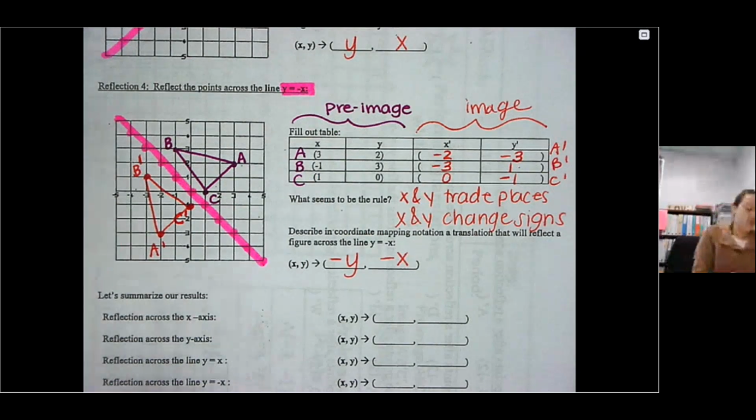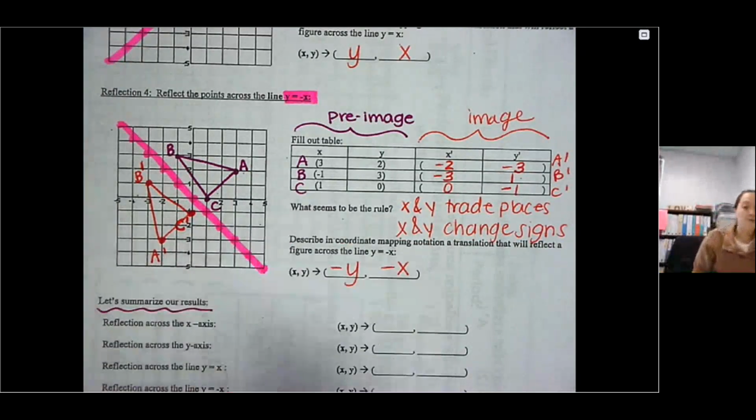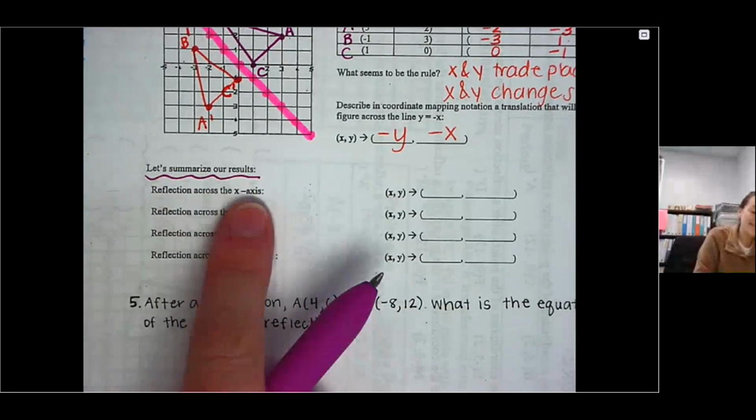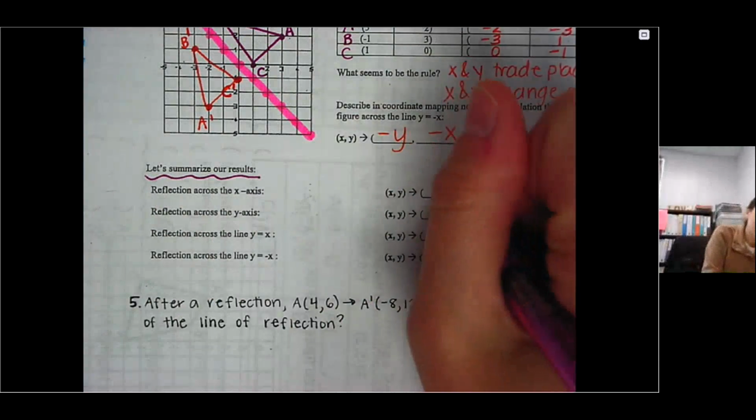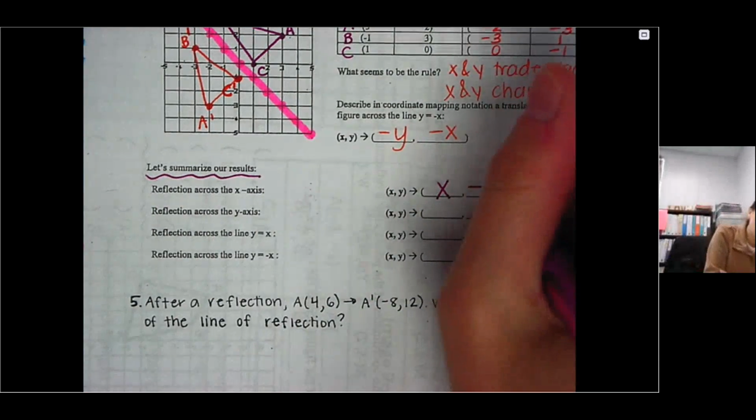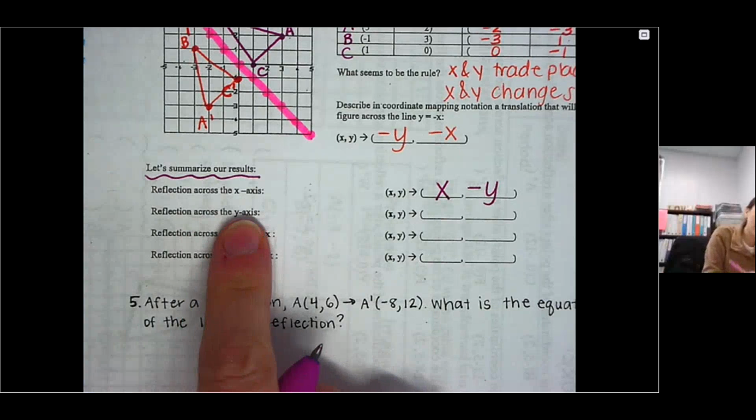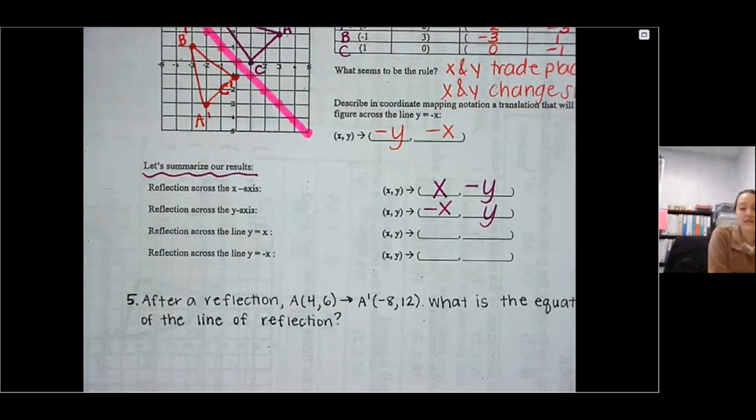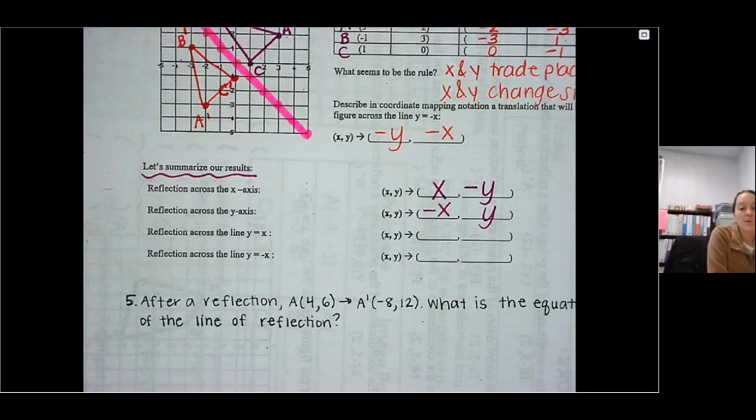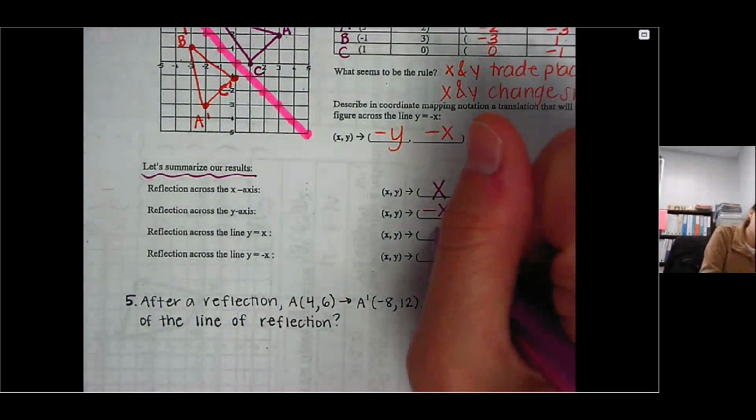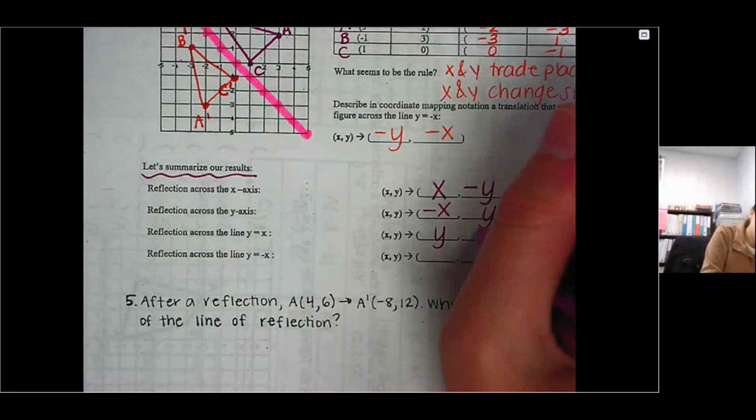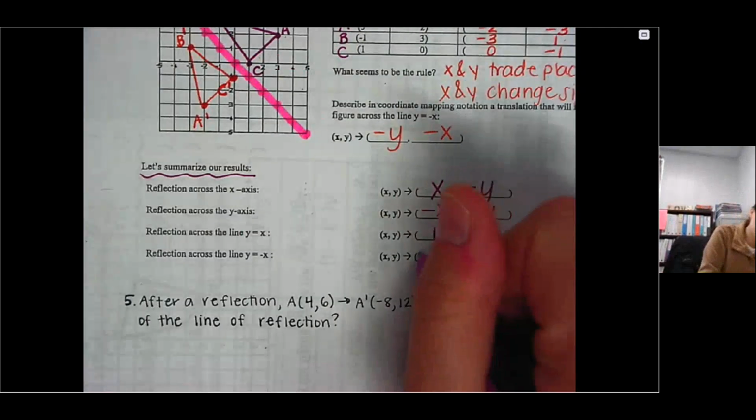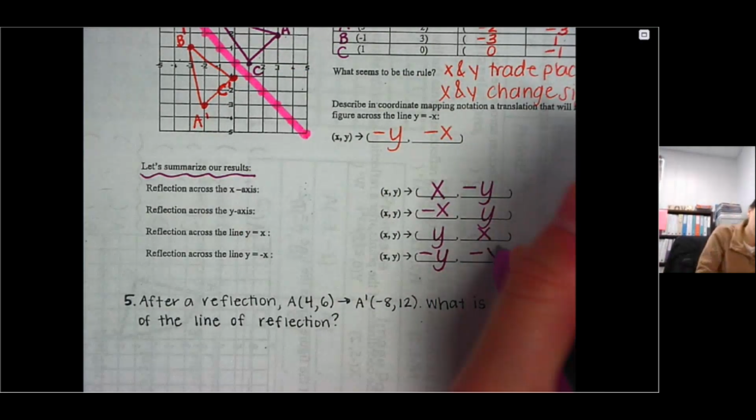So last part of my notes, we're just going to summarize our results. I'm just going to put my final answers here so they're all in one spot. If you reflect across the x-axis, the x stays the same, y changes signs. If you reflect across the y-axis, the y stays the same, the x changes signs. If you reflect across the line y equals x, they trade places. And if you reflect across the line y equals -x, they trade places and they change signs.